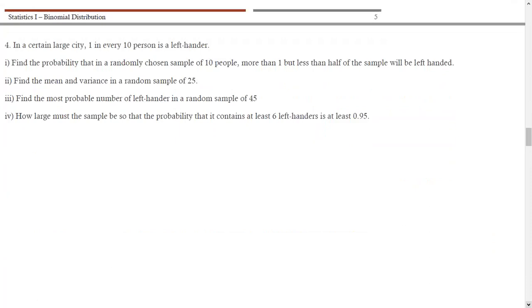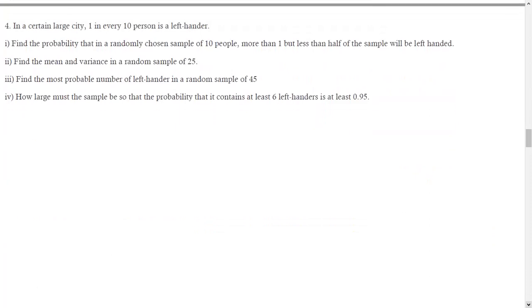Okay, let's move on to question 4, whereby we see another category of question. So we have a certain large city. 1 in every 10 persons is a left-hander. Find the probability that in a randomly chosen sample of 10 people, more than 1 but less than half of the sample will be left-handed.